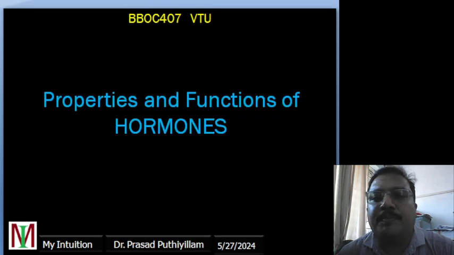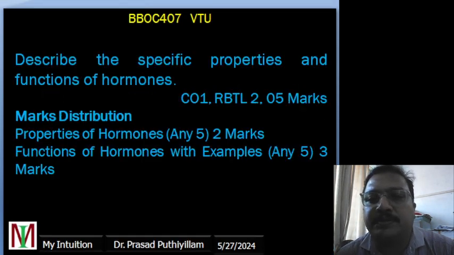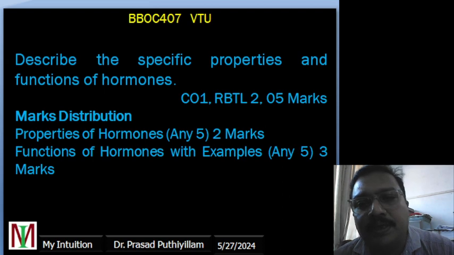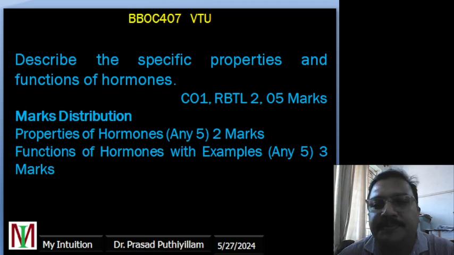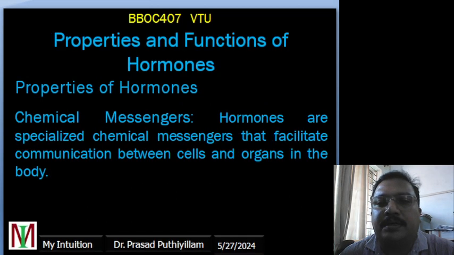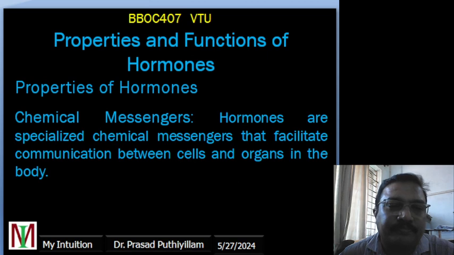Now, properties and functions of hormones. The question is framed: describe the specific properties and functions of hormones, which is course outcome 1, having a level 2 question. It carries 5 marks, 2 marks for properties, 3 marks for function, or 3 marks for properties, 2 marks for function. We can rearrange it. Okay, then answers are given.